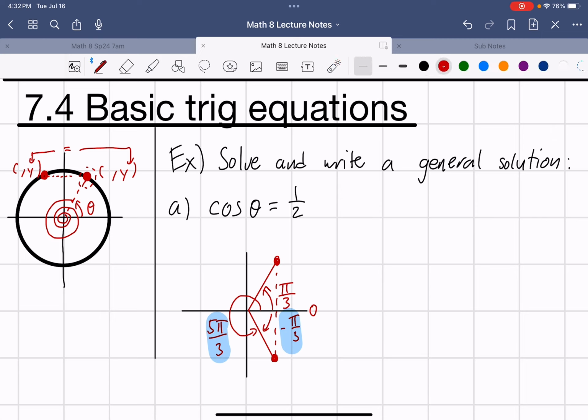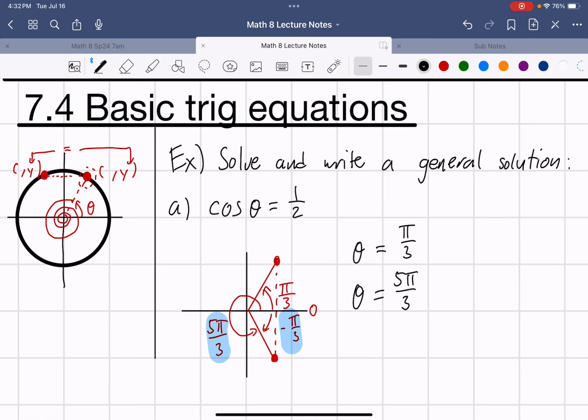So in this situation, we break down our solutions into, so we're going to choose 2 thetas. But we're going to break down our solution into 2 parts. Pi over 3 and 5 pi over 3. Or you can use negative pi over 3 as well.